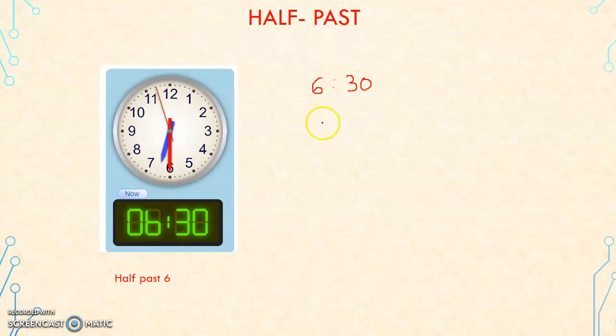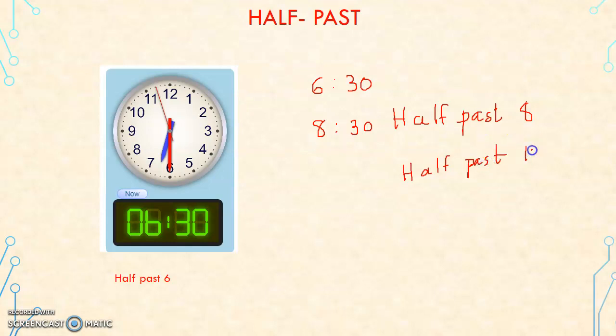So how will you read 8:30? We'll read 8:30 as half past 8. 30 minutes after 8 o'clock. Okay, this time is read as half past 8. So what is half past 12? Half past 12 എന്ന് പറഞ്ഞാൽ ടൈം എത്രയാണ്? Half past 12 is 12:30. So I hope this is clear.